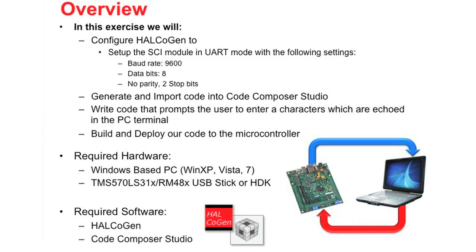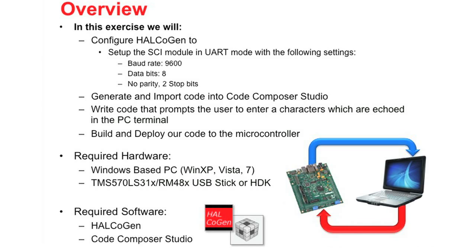In this exercise, we are going to use HALCoGen to configure the SCI module in UART mode with a baud rate of 9600, 8 data bits, no parity, and 2 stop bits. Then in Code Composer Studio, we are going to write some code that uses the UART driver generated by HALCoGen to prompt the user to enter characters that will be echoed back to the PC terminal.